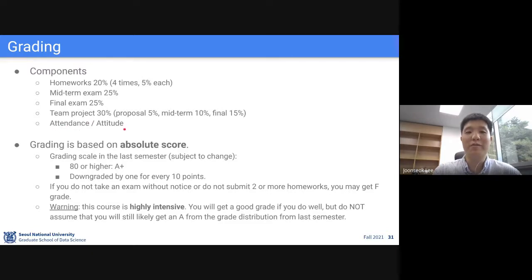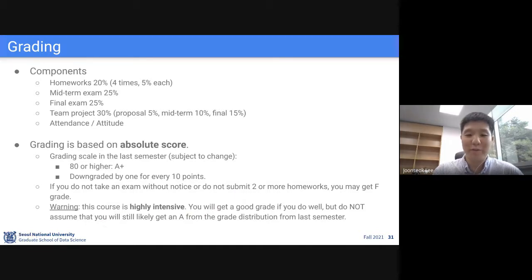And attendance and attitude, I just added it here, but it doesn't come with some percentage. But as I told you, if you just pretend attending, but if you're not answering to my questions, then there may be some degrade. And some of you might have heard that I gave very generous final grades in the last semester, but that is mainly because I'm using absolute scores for the grading. I don't do the relative scales. So in the last semester, I gave the grades like this. Your final score is 80 or higher, that was A+, and it was downgraded by one for every 10 points, which is A0 is 70 or higher, A- is 60 or higher, something like that. But if you don't take the exam without notice or do not submit two or more homeworks, then it's F. So you have to submit most of the homeworks and all the exams.